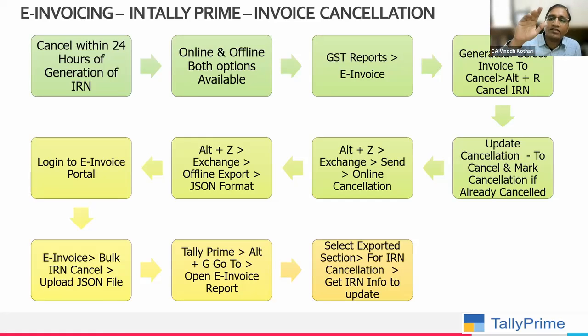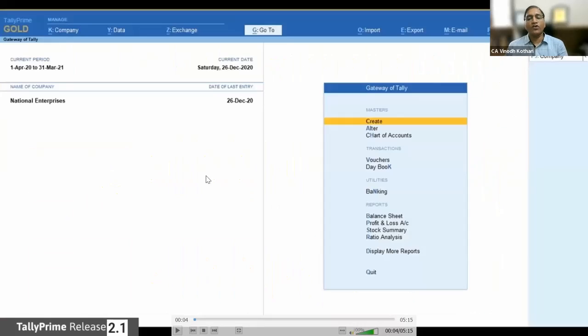Once you select cancel, this will go to the exchange data, and then you select send, and automatically it will go to the portal and cancel the data. And if you want to do it offline, in the same way as we exported to the JSON file format and then uploaded to the E-Invoice portal, that method is applicable. So we see the demo: how to cancel E-Invoice.